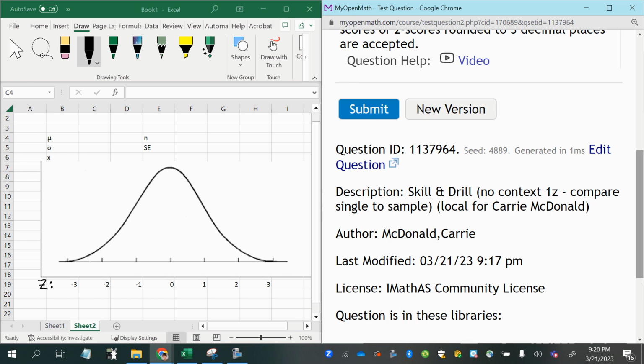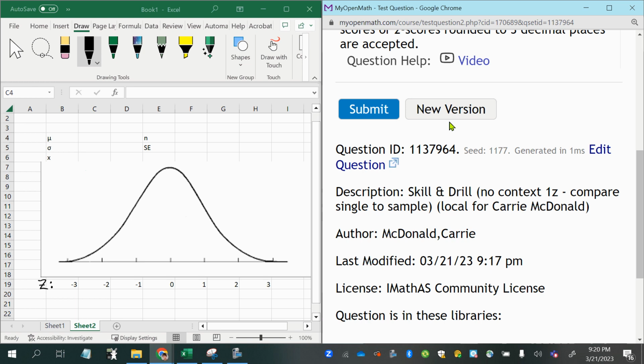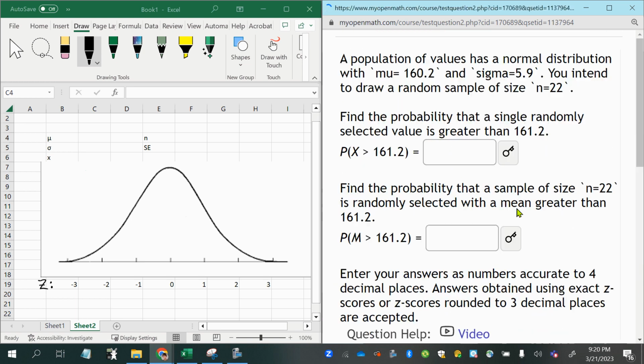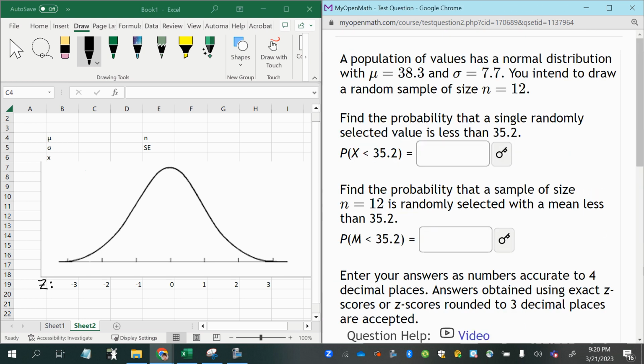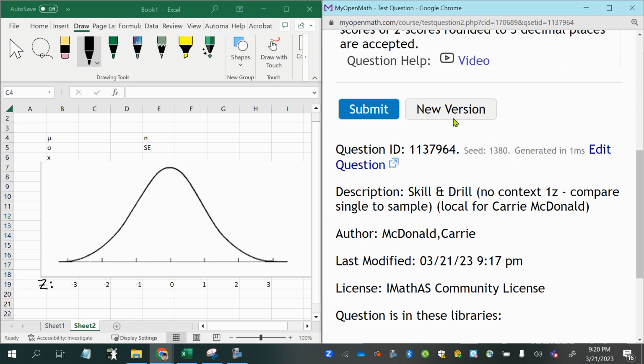So you may have to do a lot of versions before you hit one. Sometimes I get several in a row that are less than, sometimes I get several in a row that are greater than, and sometimes it just goes back and forth. So there's really no way of predicting which one you're going to get. So you'll want to know how to answer both types.